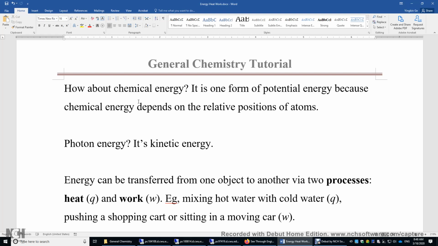What if the photon or the light is traveling in a medium such as air or water? Then the electromagnetic field of the photon will be interacting with the medium, and then the photon energy is the sum of kinetic energy and potential energy.